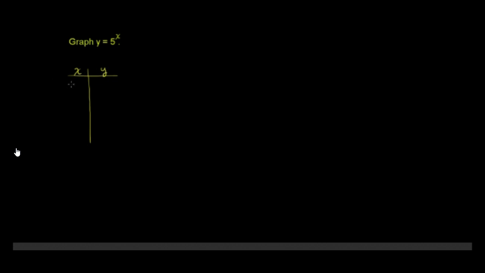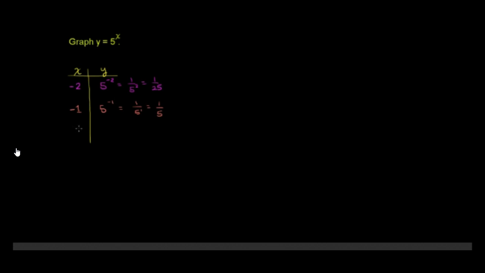Let's start first with something reasonably negative, but not too negative. So let's say we start with x is equal to negative 2. Then y is equal to 5 to the x power, or 5 to the negative 2 power, which we know is the same thing as 1 over 5 to the positive 2 power, which is just 1/25. Now let's try another value. What happens when x is equal to negative 1? Then y is 5 to the negative 1 power, which is the same thing as 1 over 5 to the first power, or just 1/5.